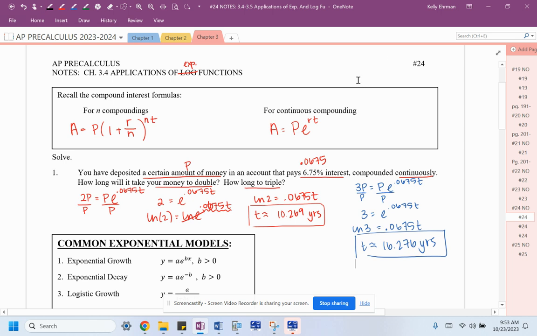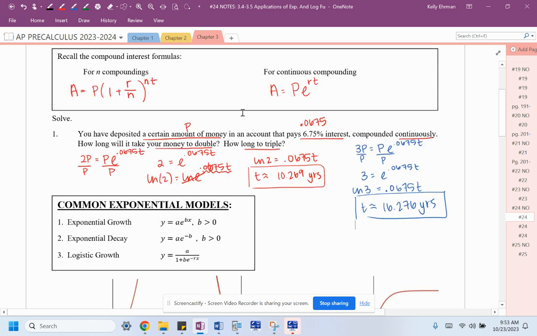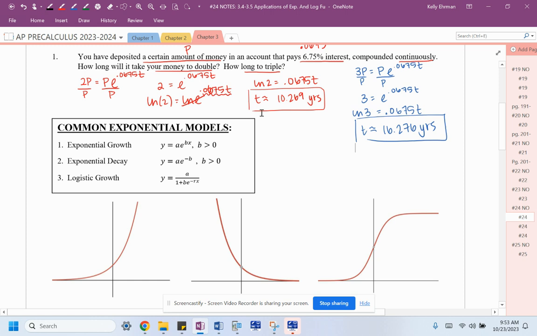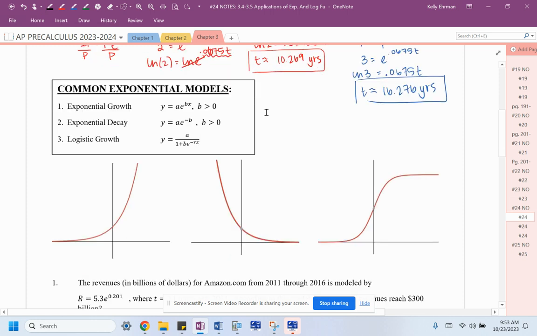We have other exponential models that are important to look at, common exponential models. So we have exponential growth and exponential decay. Take a look at these two equations. The equations are almost the same. The only difference is that this says bx and this says negative bx. Both of them say b is greater than 0, but that's because the negative is built into this equation. So that's kind of a strange notation there.